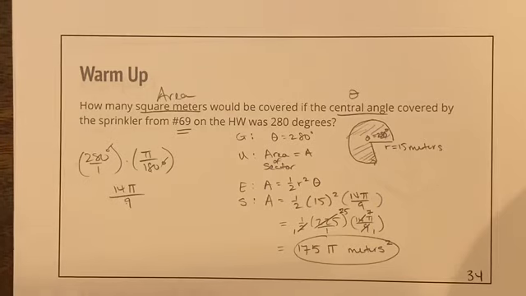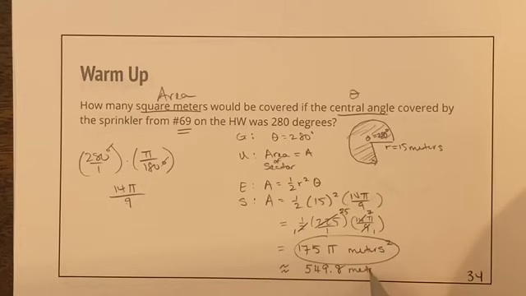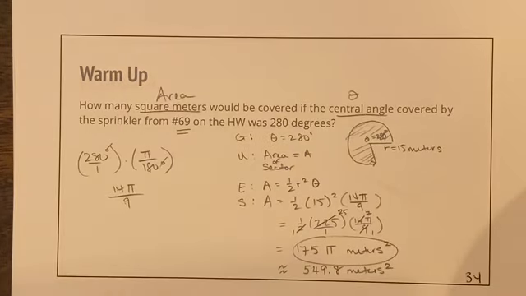Now, if you wanted to write that in an estimated way, you would take 175 and multiply that by pi, and that would give you an approximation rounded to the nearest tenth of 549.8 square meters. And that answers the warm-up, and hopefully that answers a question that you had, if you had a question on number 69 from last night.